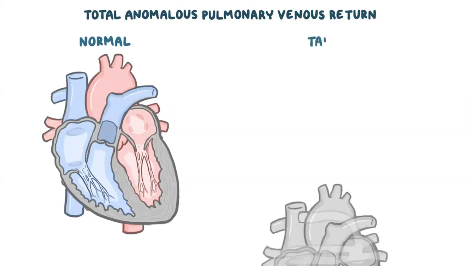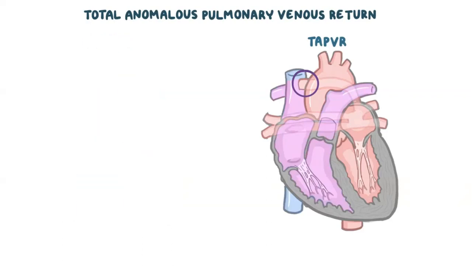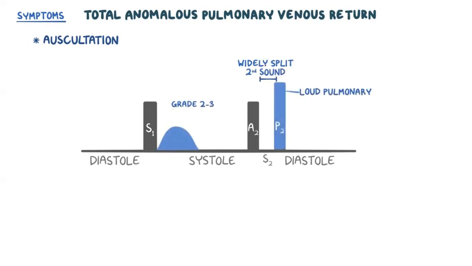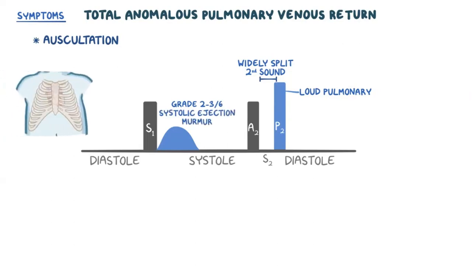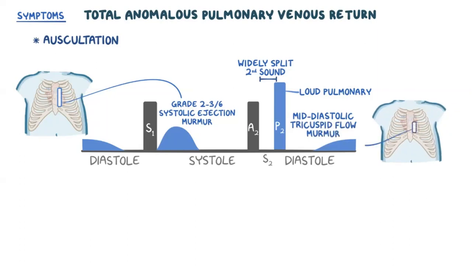In total anomalous pulmonary venous return, the 4 pulmonary veins are connected somewhere other than the normal connection to the left atrium, most commonly to the superior vena cava. On auscultation, the only findings might be a widely split second heart sound, sometimes with a loud pulmonary component, and a grade 2 to 3/6 systolic ejection murmur audible along the left sternal border. A mid-diastolic tricuspid flow murmur may be audible at the lower left sternal border.